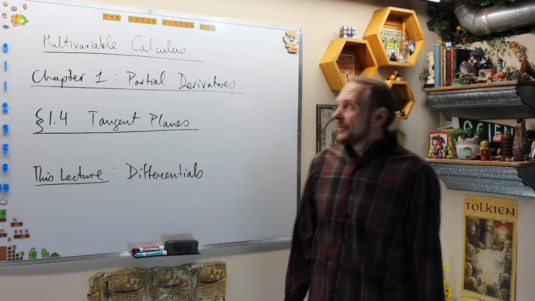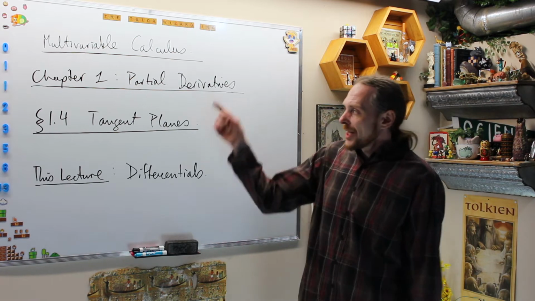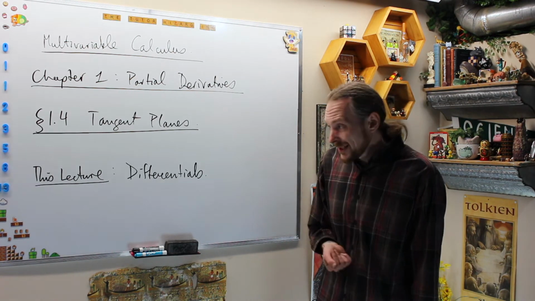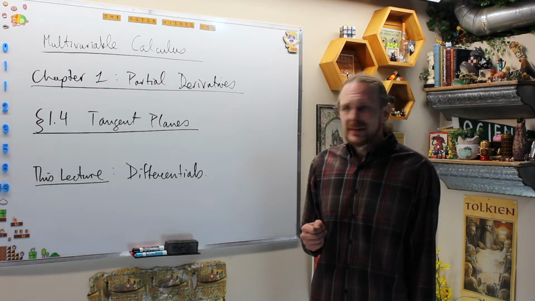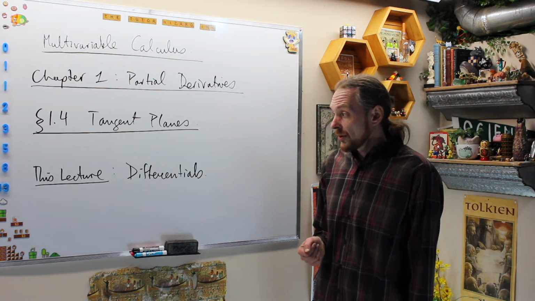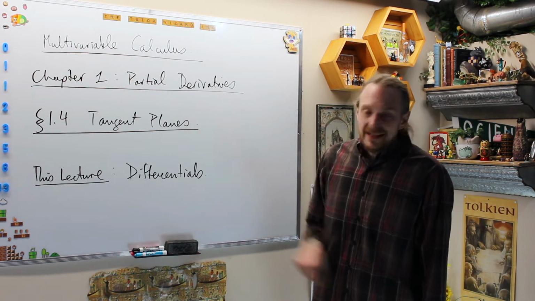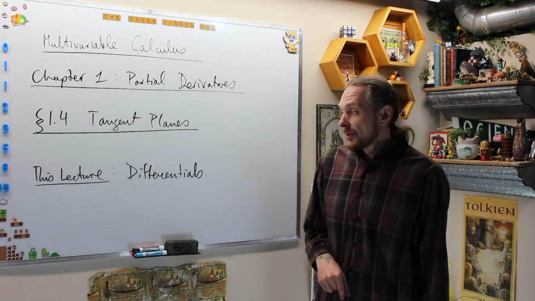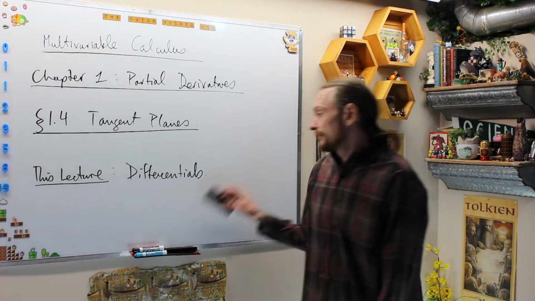We're doing the multivariable calculus series. We're in chapter 1, partial derivatives. We're doing section 1.4, which is tangent planes, and this will be roughly the last video in this section. Then we're on to section 1.5, chain rule of functions of more than one variable. Today's lecture, we're going to do differentials on how to approximate for functions of more than one variable. Let's get to it.